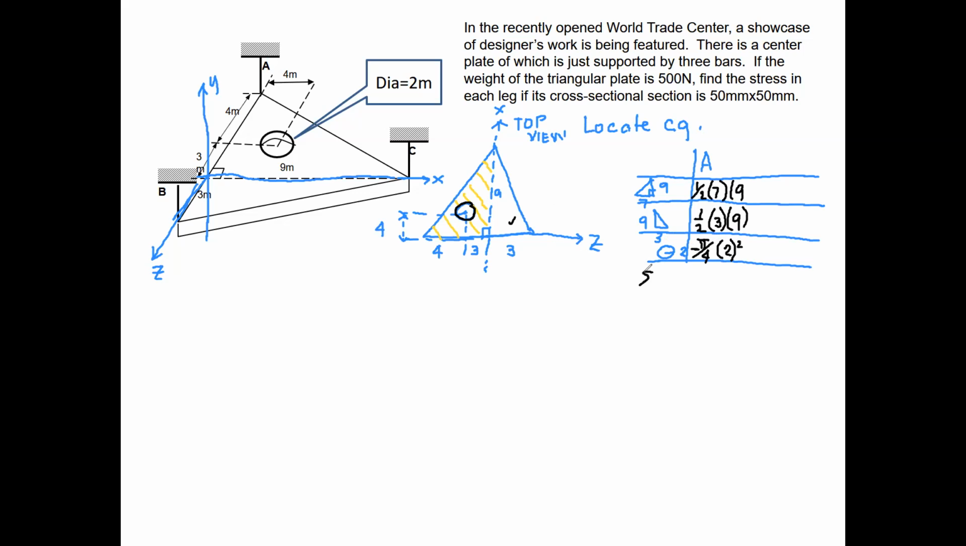So from here, we get the summation of all the areas. What is now the sum of all the areas? Ano ba yung susunod sa atin?